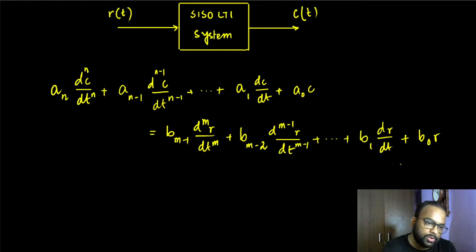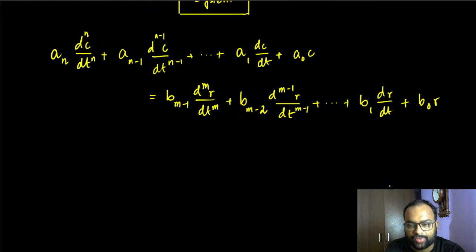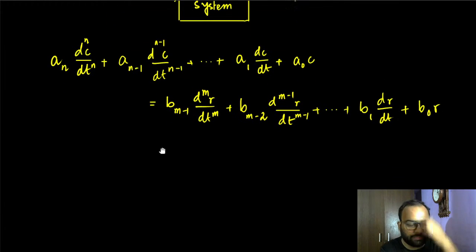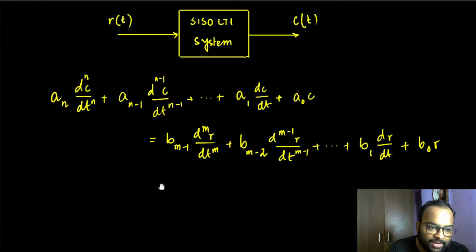All right. So this is the differential equation. Imagine this is the differential equation that is describing the system. So it is not a problem. We actually have encountered this sort of differential equation. Now let's understand that this differential equation is an nth order differential equation.